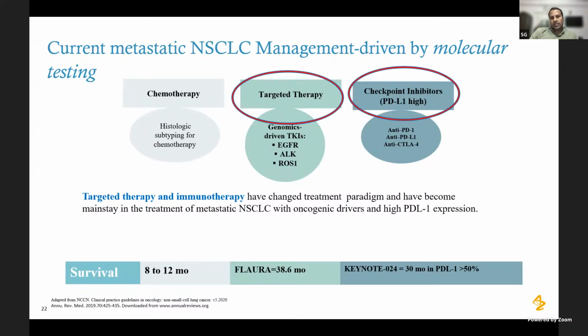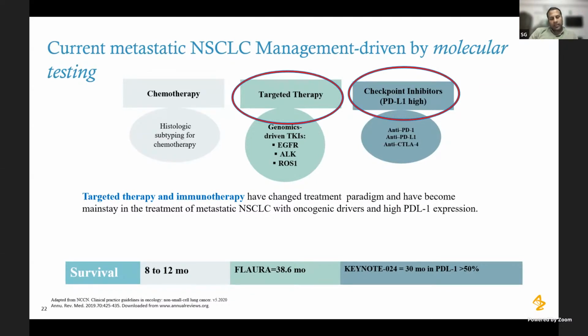So management of metastatic non-small cell lung carcinoma has markedly improved with the identification of molecular markers as well as availability of various targeted therapies. Targeted therapies, as we discussed earlier, include EGFR, ALK, and ROS1 inhibitors. And if PD-L1 is present by IHC, then we can give checkpoint inhibitors as well.